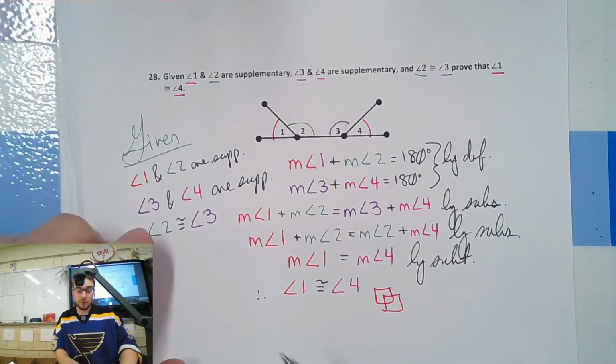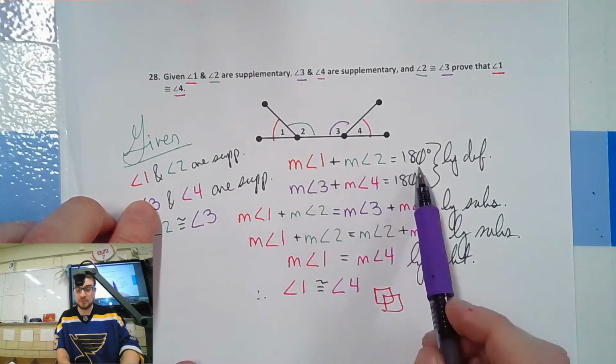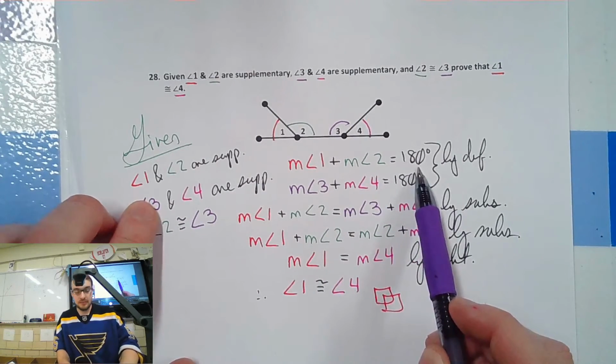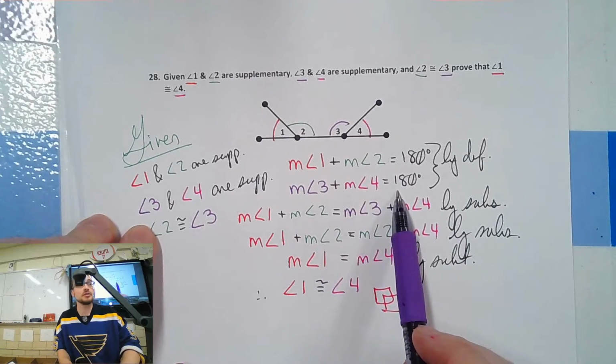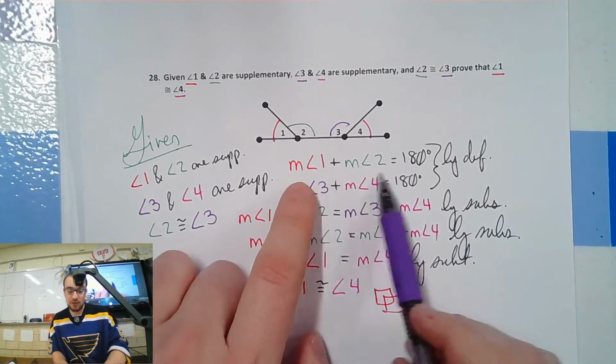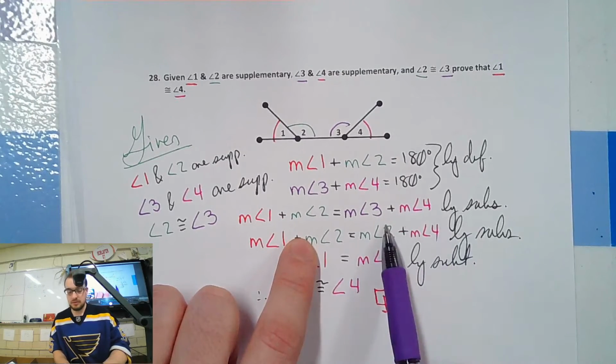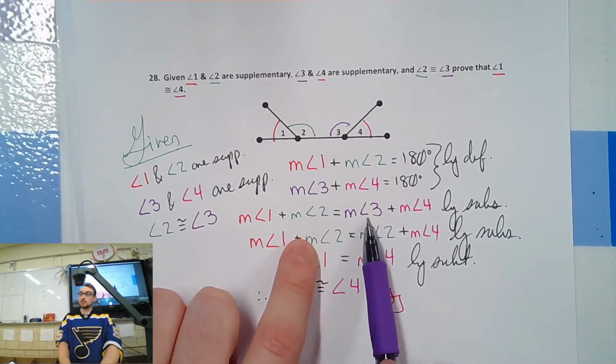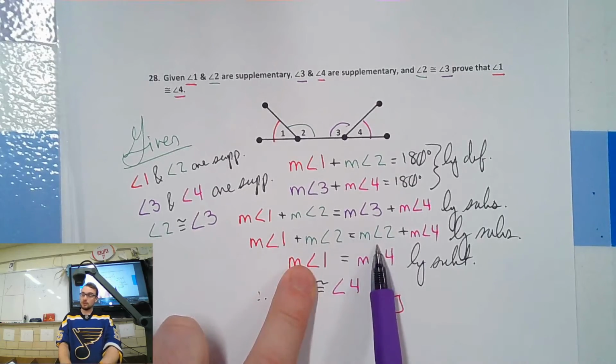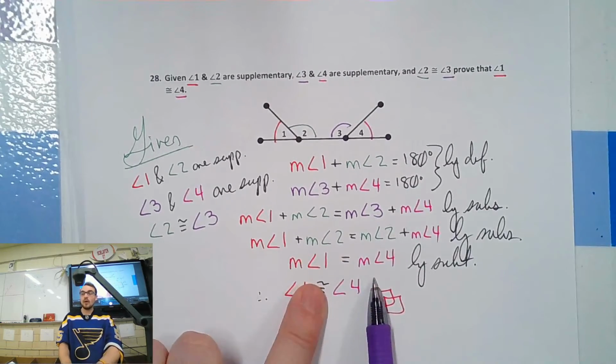So here's what I'm going to do. First step, I'm going to write out what that means. 1 and 2 add up to 180 by definition, right? Then I'm going to say 3 and 4 add up to 180 by definition. If they both equal the same thing, don't they equal each other? By substitution. Then, because 3 and 2 are the same, I'm going to switch out 3 for 2. So when I subtract them, they go away, and I get 1 is 4.